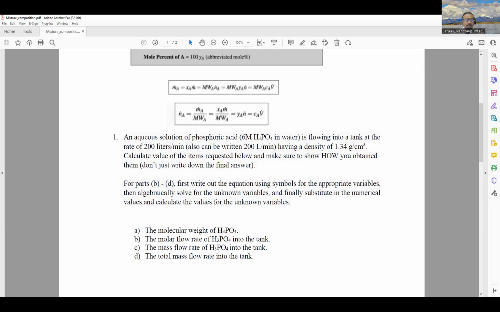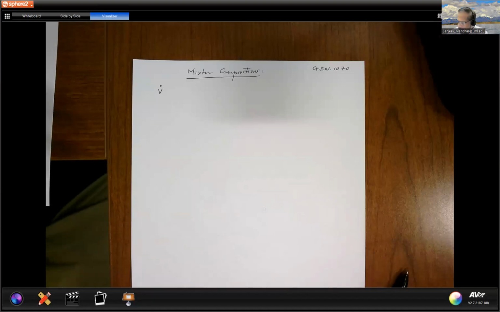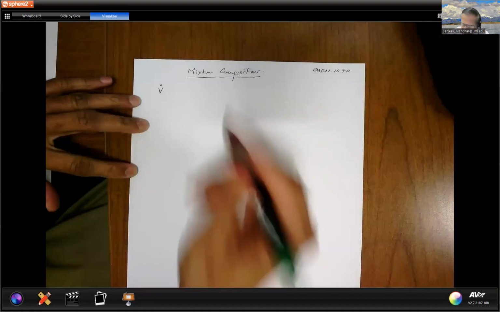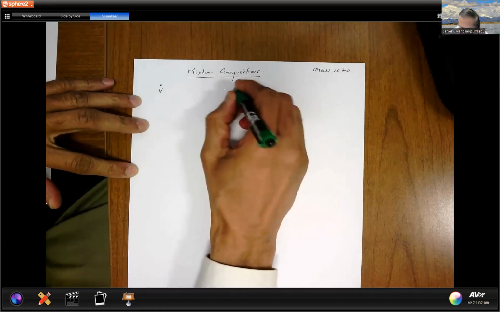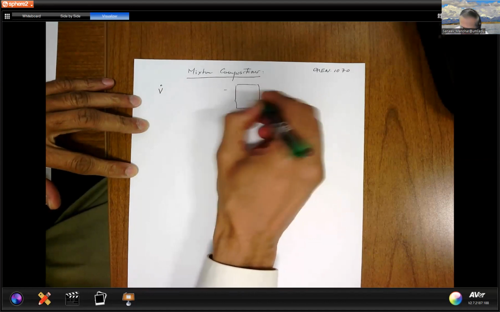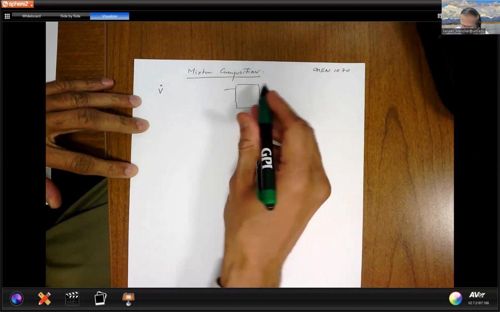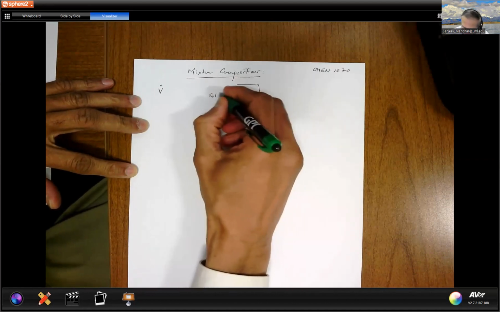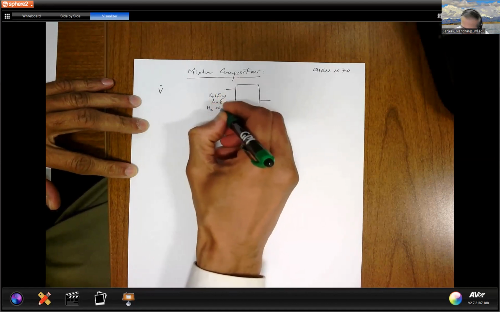Let me go back to the screen, I'm sharing a different screen with you. So let's see if we can tackle this from there, right? So let's forget about phosphoric acid. Let's call it some tank, into which something is flowing, correct? And let's call this sulfuric acid. Sulfuric acid is H2SO4, right?